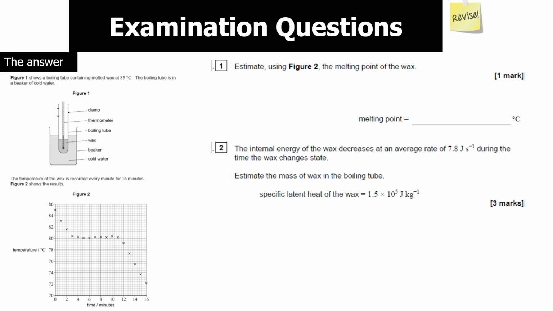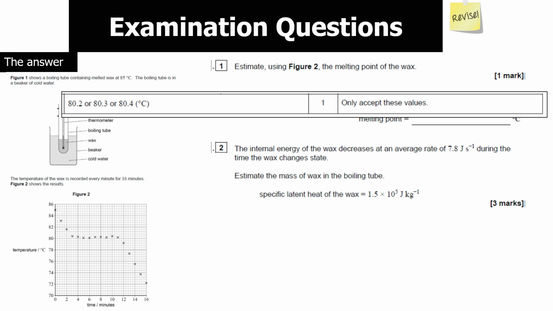Well, you should know that when you change state, the melting point will be when you have a straight line on a temperature time graph. So you look across and the straight line is occurring between about 80.2 to 80.4 degrees Celsius. When I say straight line, I mean flat line.